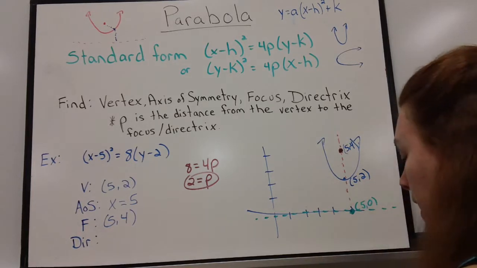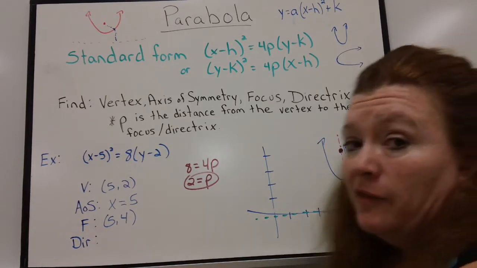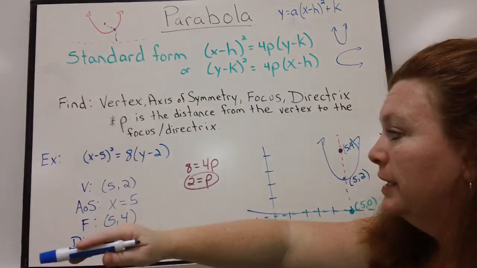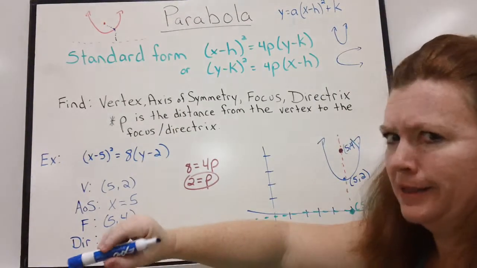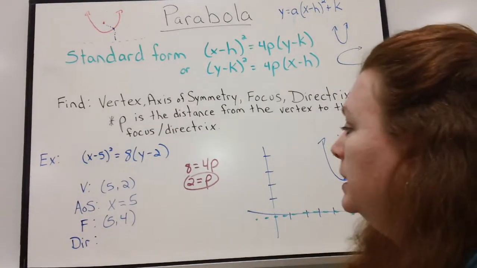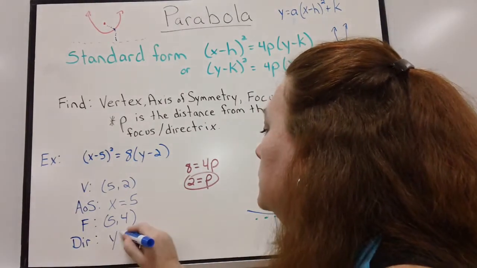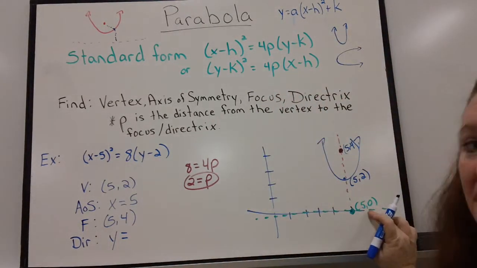horizontal line. And what is the equation of a horizontal line? Well, it's the opposite of what you would think. It's like the x-axis, but it's a y equals equation. And what does y equal? 0.